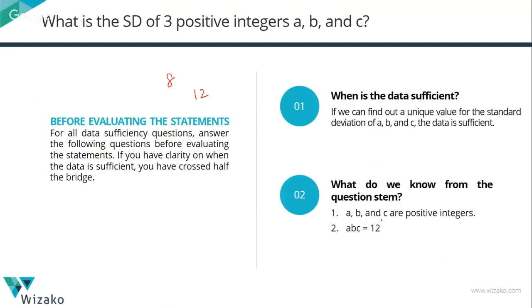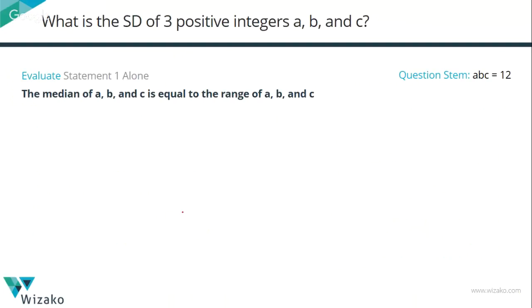What are these numbers? They're positive integers. What do we know in the question stem? Their product is equal to 12. Take a minute. Let's see whether you're able to get it. Statement 1 reads, the median of A, B, and C is equal to the range of A, B, and C. And keep track of this information from the question step. How do you start? Product of 3 positive integers is equal to 12.